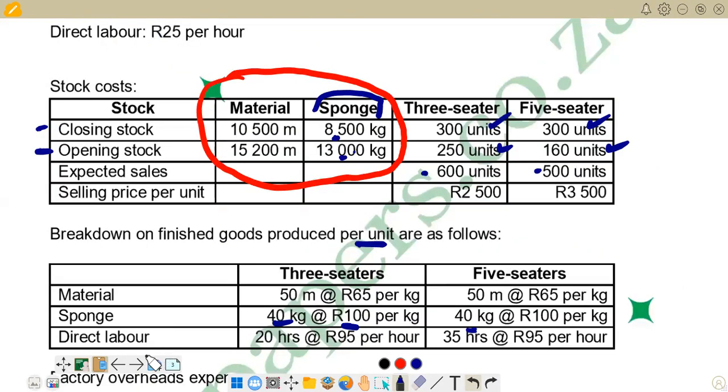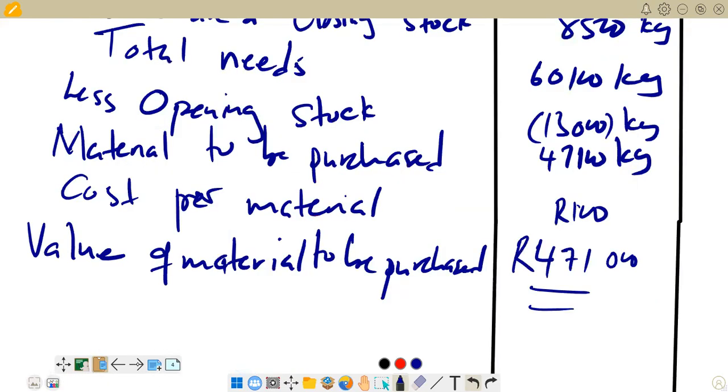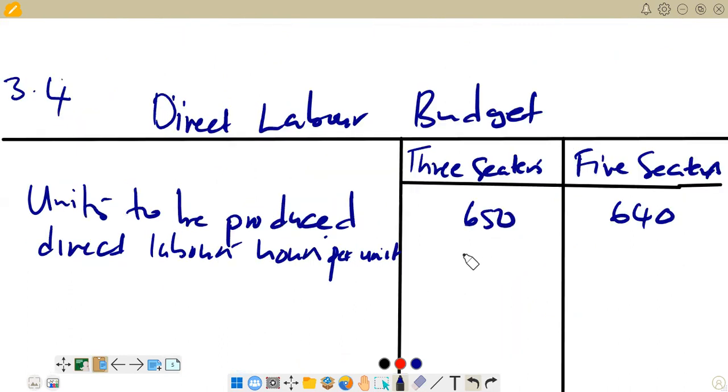For direct labor hours per unit, let's see. Direct labor is here. So for 3-seaters we have 20 hours, and for 5-seaters we have 35 hours. Very important there. Then we go back to enter those figures: 20 hours here, and 35 hours here. So this is what we have there.